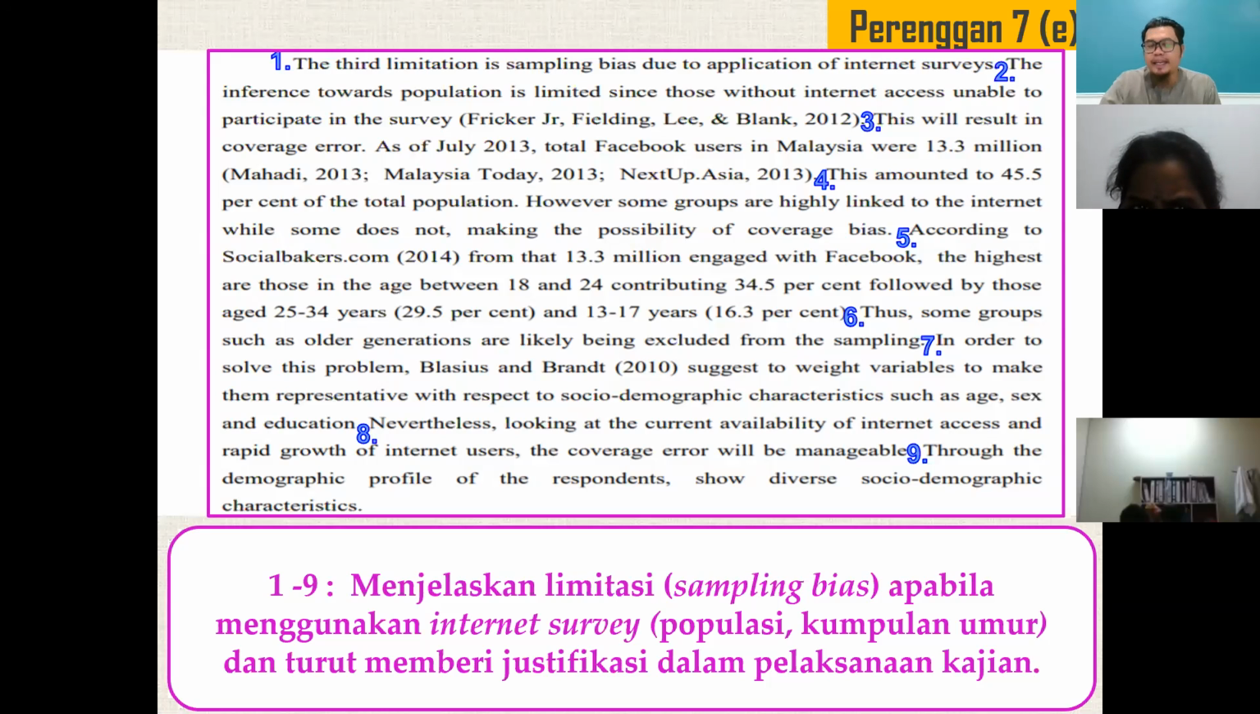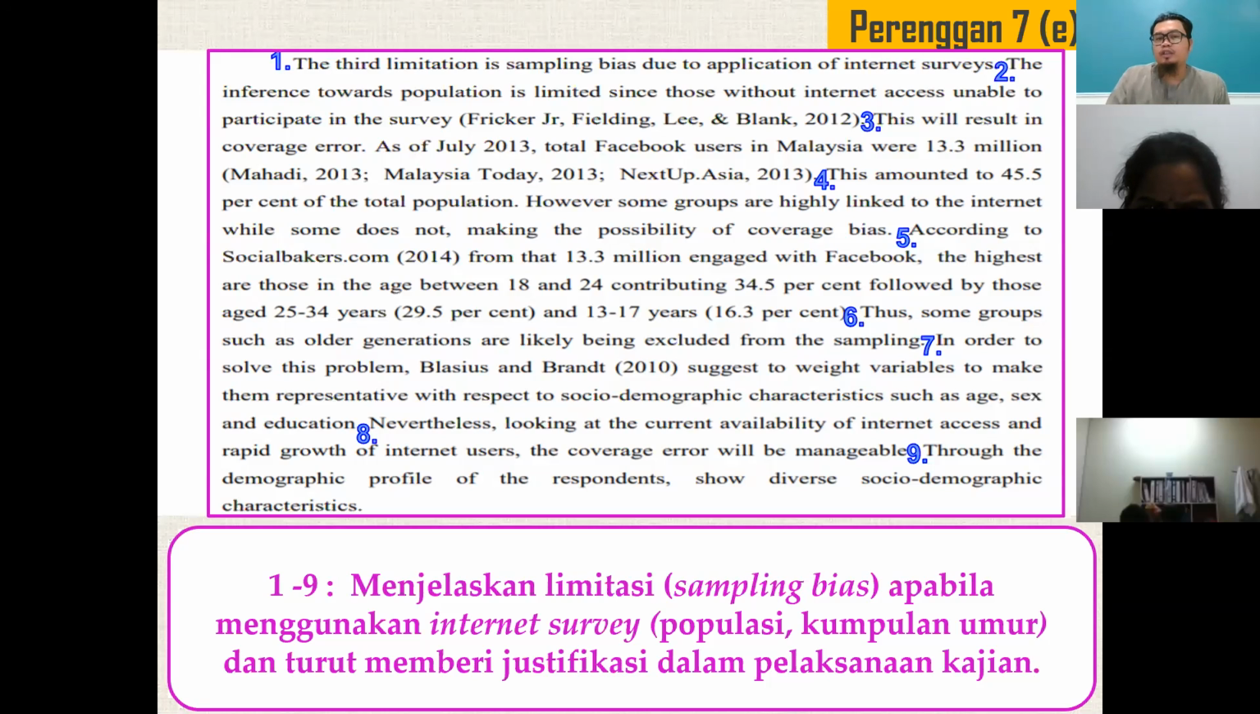They mention again the sampling bias. With the application of an internet survey, the inference to a population is limited, since those without internet access are unable to participate in the survey. So they give the reason and have some justification. They give some citations to support their argument. This will result in a coverage error.